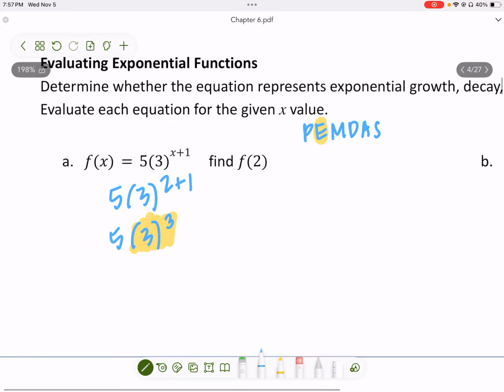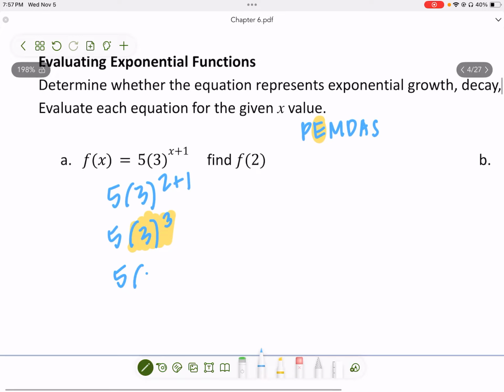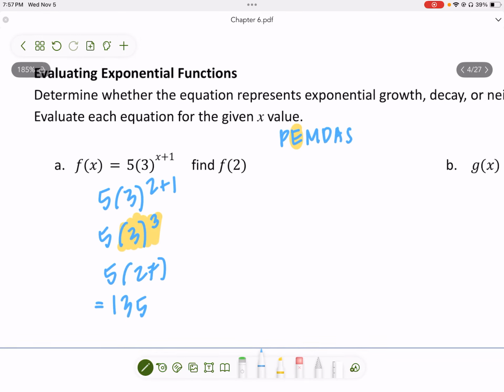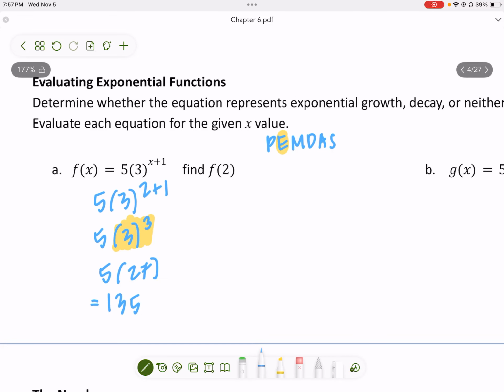Exponents go first. You have 5 times 27. That needs to be the order that you solve, okay? If you're putting it into a calculator, it really doesn't matter. You can just put it all in one go. But if you're doing this by hand without a calculator, then exponent must come first. No exceptions. It is order of operations.